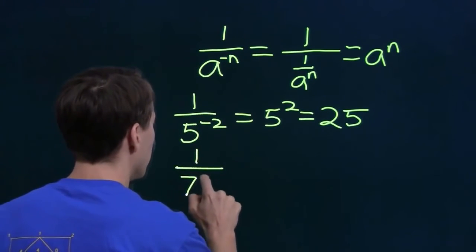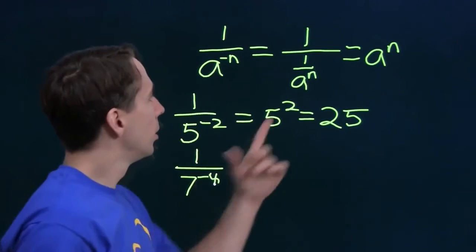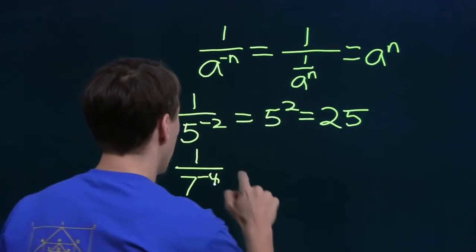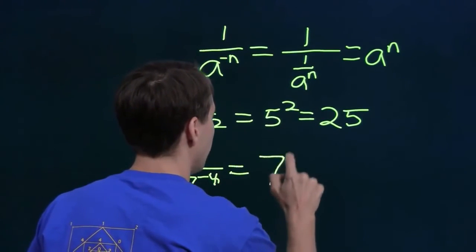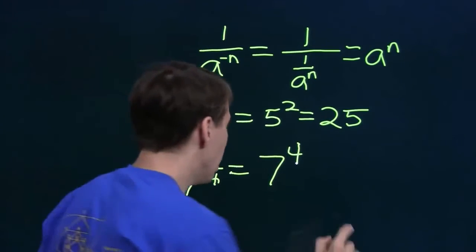One more example. 1 over 7 to the minus 4. Just plug right into our example here. We already know how to do this. That's just 7 to the 4. And 7 to the 4 is 2401.